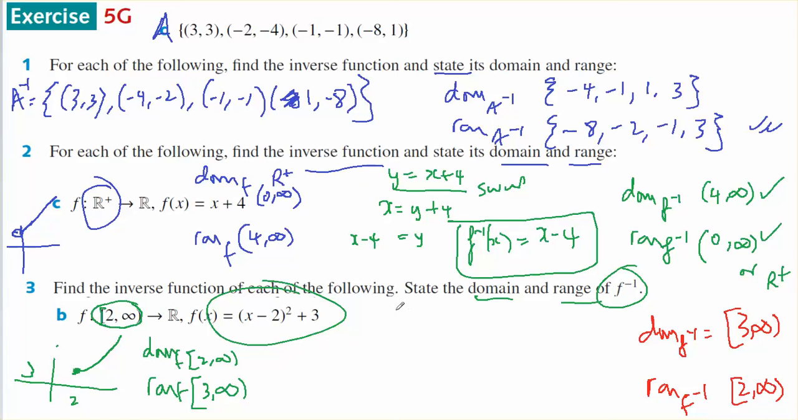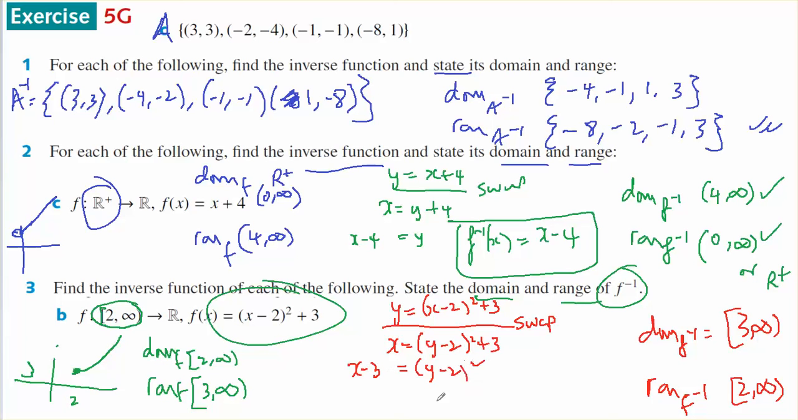And if I work out the equation, I know y equals (x minus 2) squared plus 3. If I swap, therefore x equals (y minus 2) squared plus 3. x minus 3 equals (y minus 2) squared. y minus 2 equals plus or minus the square root of x minus 3. Therefore y equals 2 plus or minus the square root of x minus 3. Since my range goes from 2 to infinity, I'm only going to include the positive square root, because that will give me y values of 2 to infinity.